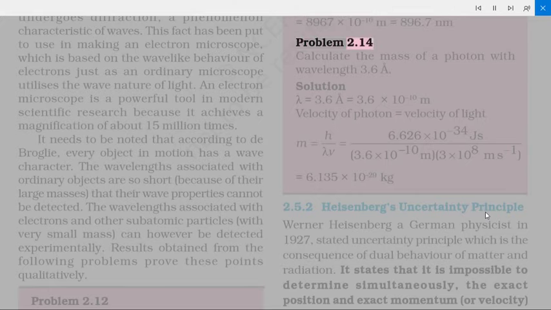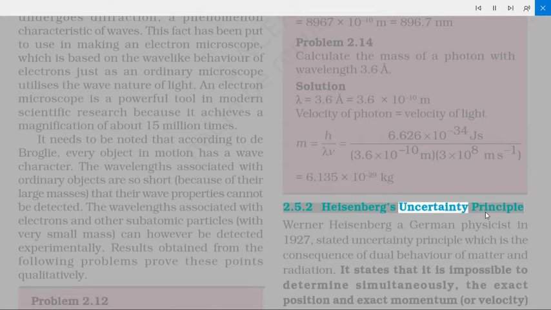Problem 2.14. Calculate the mass of a photon with wavelength 3.6 Å. Solution: lambda = 3.6 Å = 3.6 times 10^-10 m. Velocity of photon = velocity of light. The mass is 6.135 times 10^-29 kg.